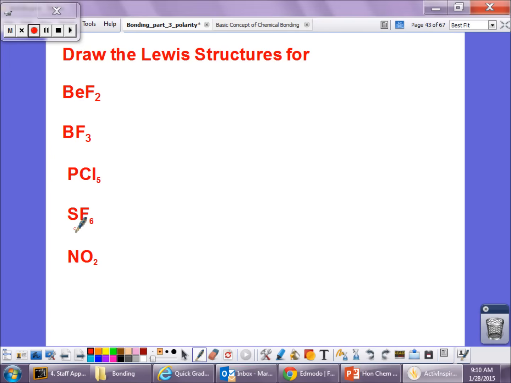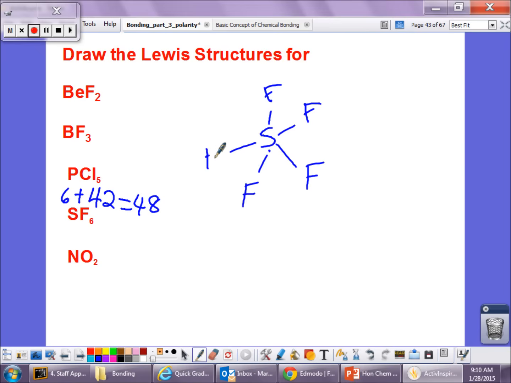This is SF6. S, group 6, 6 valence electrons, plus fluorine 7. 7 times 6 gives you 42. 42 plus 6 gives you 48. So I really have to go fast. This is my S, and then I need 6 fluorine. 1, 2, 3, 4, 5, 6.